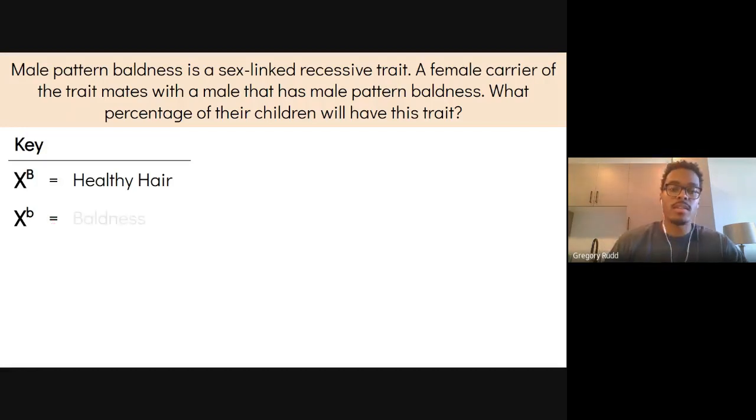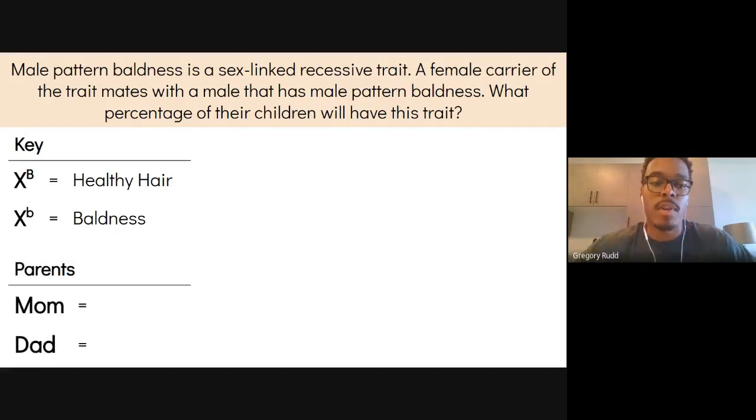Baldness. Excellent. Okay, and we're not quite ready to make our Punnett square yet because although we were given information about the parents in the question, we don't really know what their genotype is. And before we can make a Punnett square, we need to have the genotypes. We need to have the letters written out and split up. So I need to make another key of sorts, but specifically for my parents.